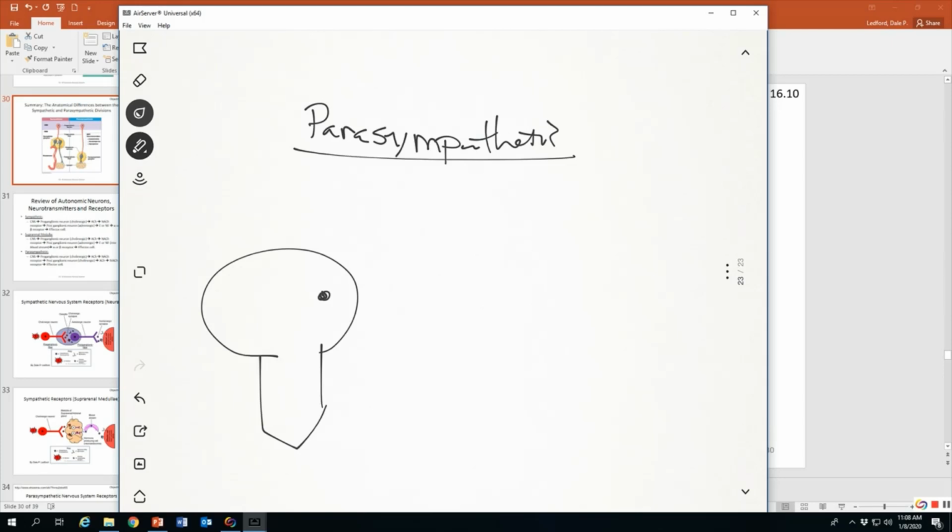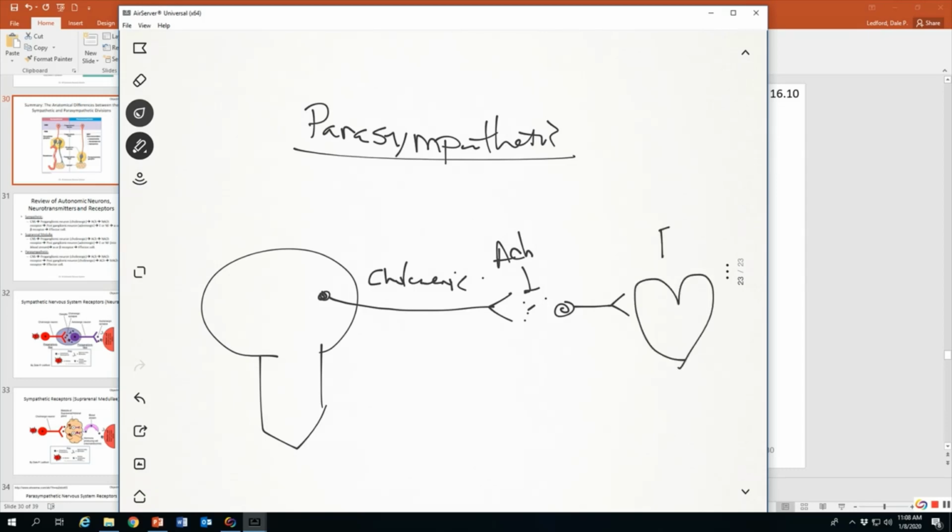Parasympathetic, if I'm here in my CNS, can be craniosacral. Now this neuron here will be very long and it will be cholinergic. That means it releases ACh here as a neurotransmitter. And it's going to bind to a fairly short postganglionic cell that's going to go to the effector here.